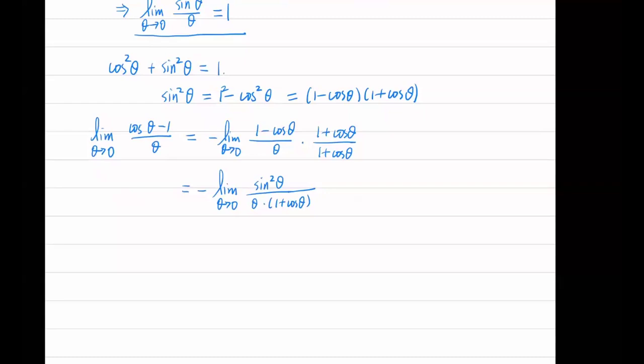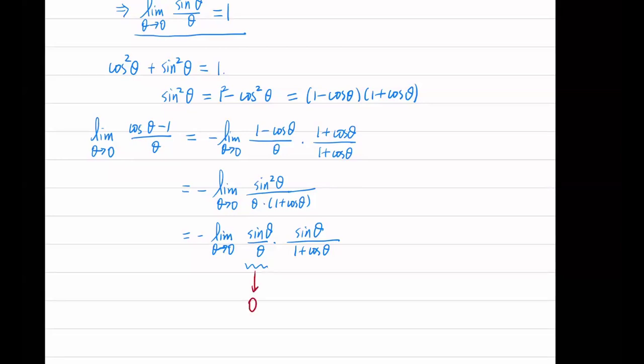It's not easy, so I will partition this into two parts: sine theta over theta, and sine theta over 1 plus cosine theta. Now let's check. Sophia, what's the limit of this first part when theta goes to 0? One. Okay, so this one goes to 1.